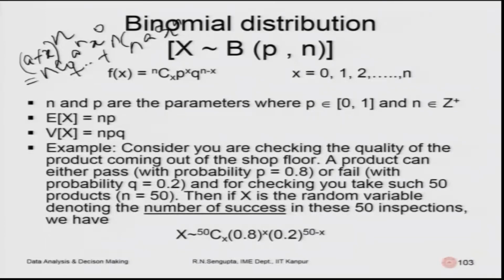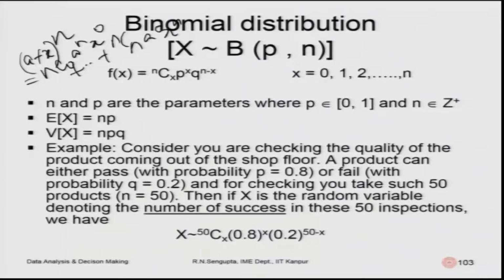So, consider an example: you are checking the quality of the product coming out from the shop floor. A product can either pass with a probability of 0.8 and fail with a probability of 0.2. It can also be the other way around, if you want to find the probability of the bad items. In that case p is 0.2 and q is 0.8. Now, you are checking 50 such items, so n is 50. If x is the random variable which denotes the number of successes, then for the inspection of 50 items it will be 50 C x, where n is 50, p to the power x which is 0.8 to the power x, and q to the power n minus x, which is 0.2 to the power 50 minus x.